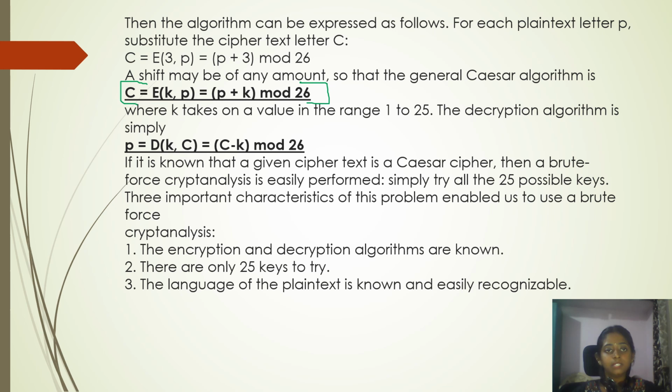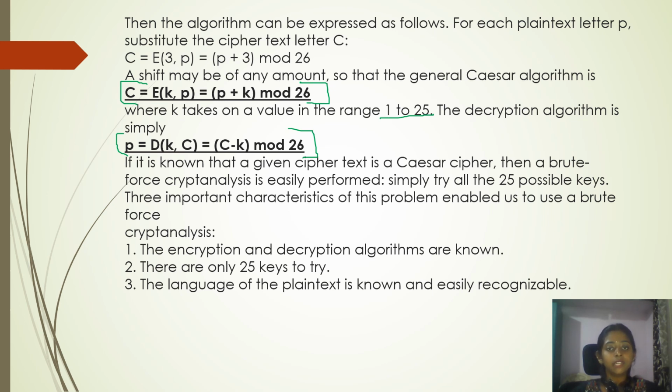So it means C equal to E of k comma P equal to P plus k mod 26, where k takes on a value in the range of 1 to 25. The decryption algorithm is simply, if we want to decrypt it, we will be using this algorithm, that is nothing but P equal to D of k comma C equal to C minus k mod 26.